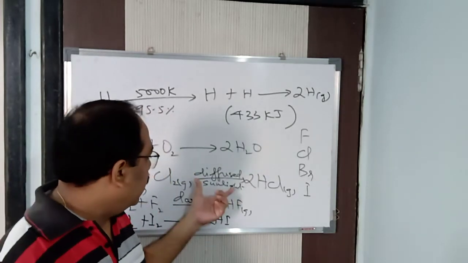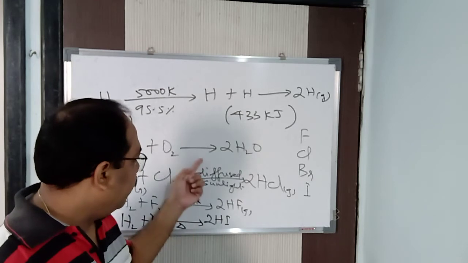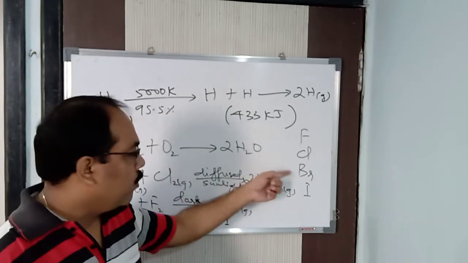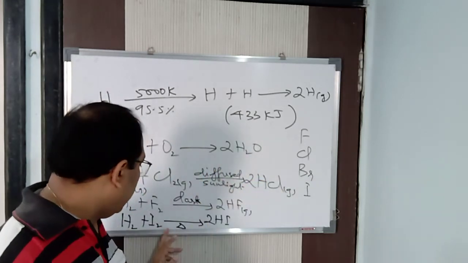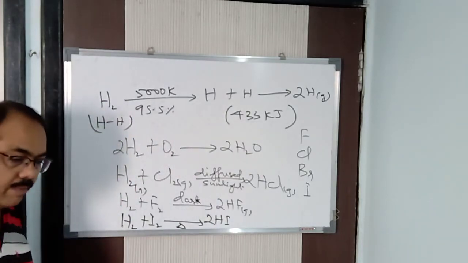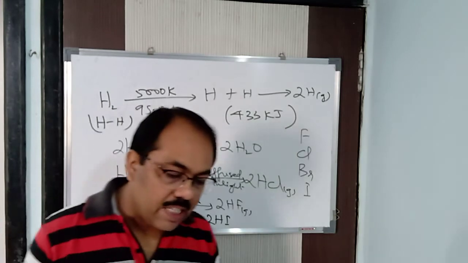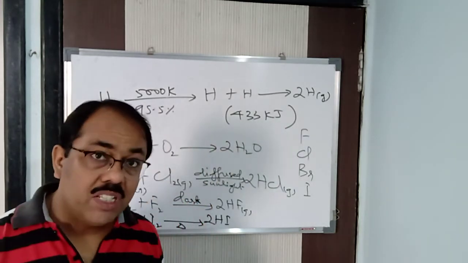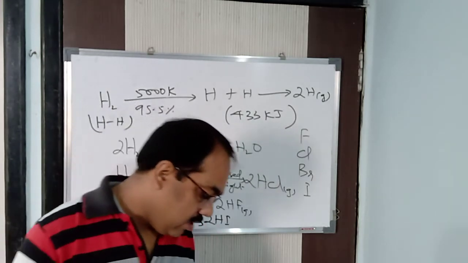For fluorine, dark is enough; diffuse sunlight is required for chlorine. For bromine, direct sunlight will do. And for iodine, heating is required. Clear? So in this way, the reactivity of the halogens can also be justified from this particular reaction.